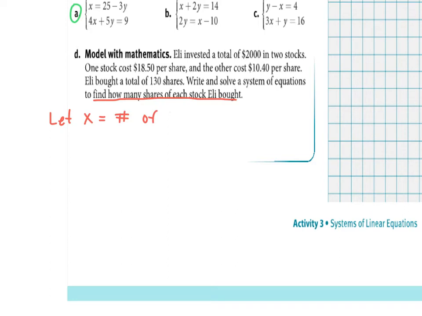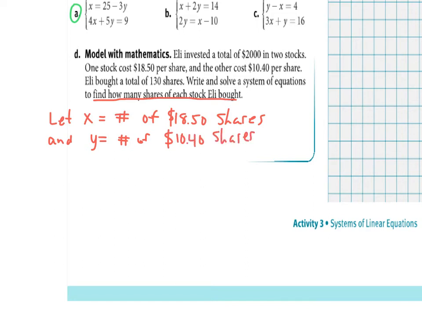And there was two types, right? There was an $18.50 share. So x will be the number of $18.50 shares. We're going to start out by defining variables. And y will equal the number of the other one, which was the $10.40 shares. Okay, and this step's going to be real helpful because it's going to keep things organized. When we get to the end and say x equals whatever, we already stated what x is, what it means, right? So we kind of interpreted our answer, which is a big deal here.